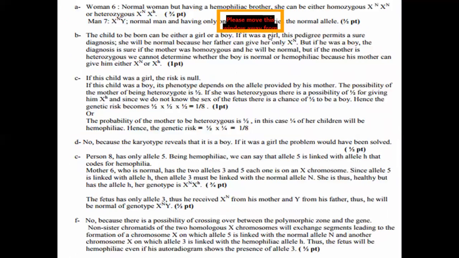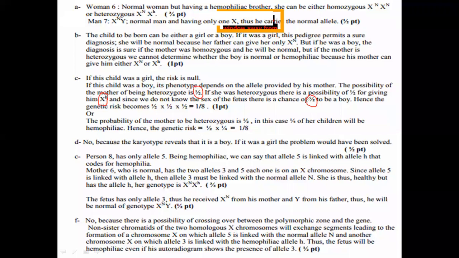So here, the pedigree, you can solve it step by step like this. The probability for the mother to be heterozygous is 1 over 2. And if she was heterozygous, the probability to give me XH is also 1 over 2, and the probability to be a boy is 1 over 2. So 1 over 2 times 1 over 2 times 1 over 2 will be 1 over 8.